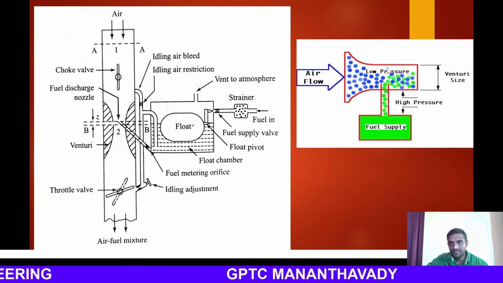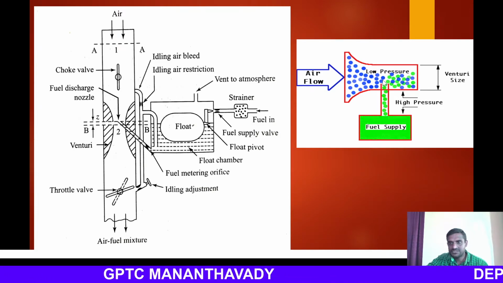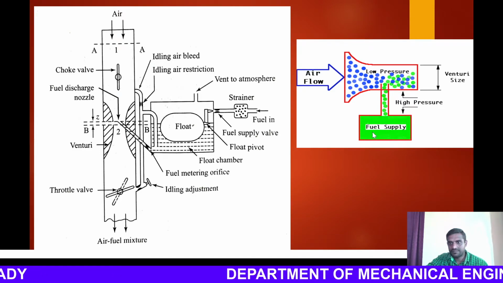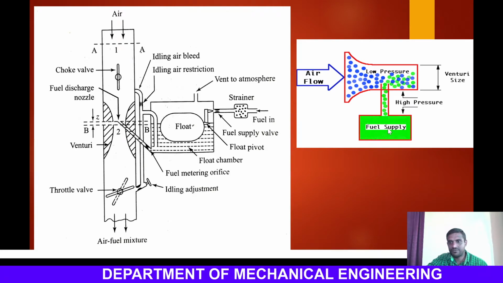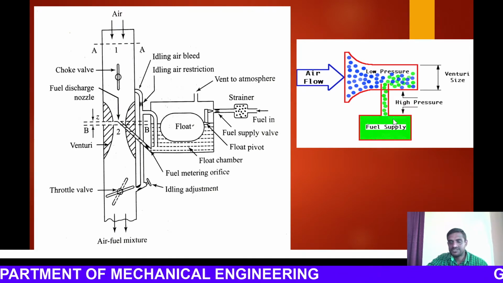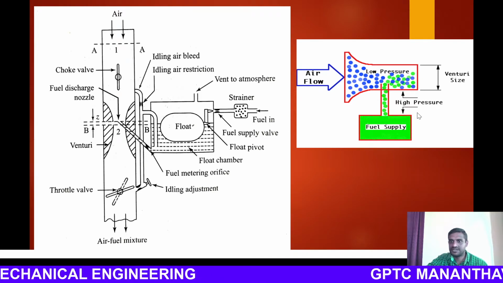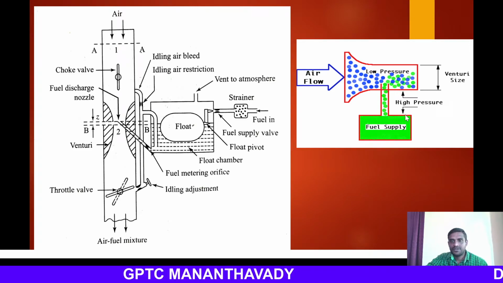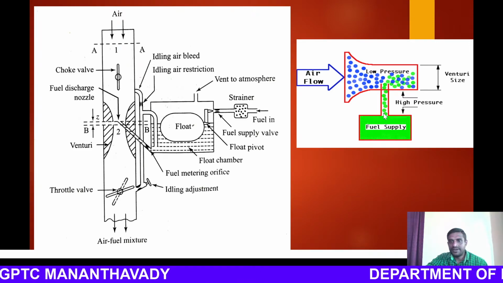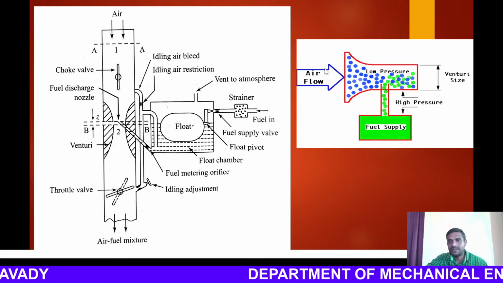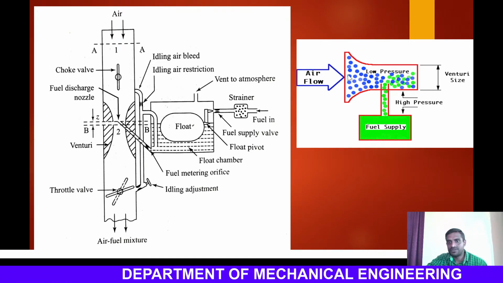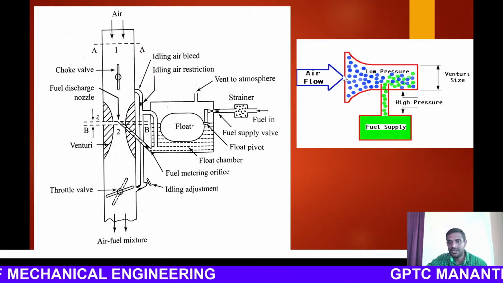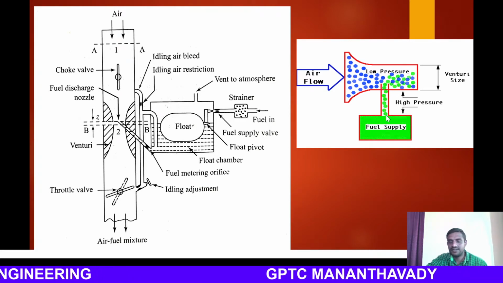There is an airflow, and this is the throat region. If we connect this throat region to a fuel tank, this green one is the fuel tank, and it consists of a particular amount of fuel, which is under atmospheric pressure, or it could be at a high pressure. Let's assume that it is under atmospheric pressure, and this throat region is connected to the fuel tank by a tube. The blue dots indicate the air molecules and the green dots indicate the fuel molecules.